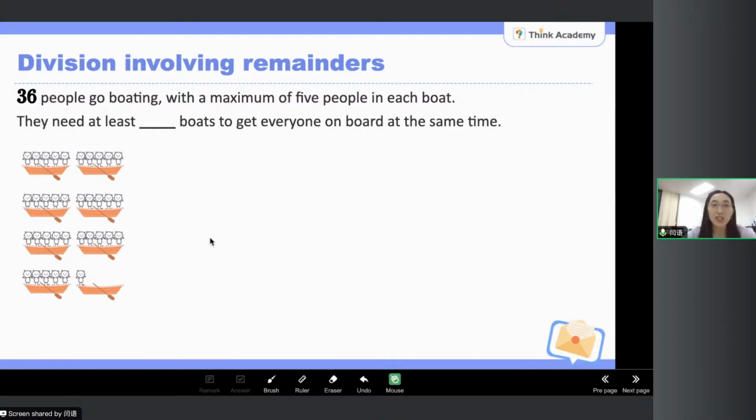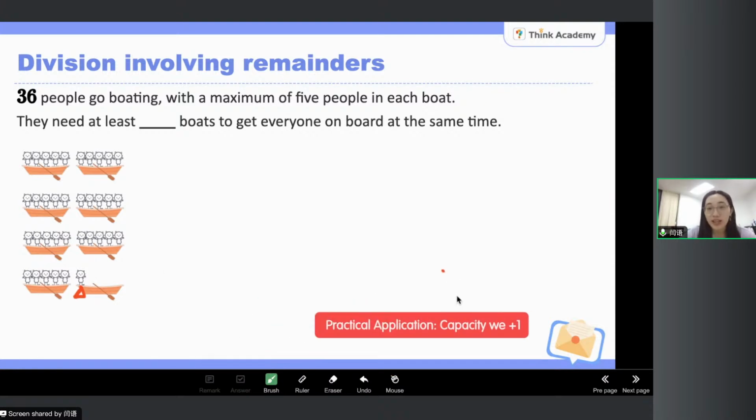So following this, we have 36 divided by 5. Then you will get a remainder. But what happened to the remainder? You must get one vote for the remainder as well. So this is for the second part, when the question is talking about the capacity. So here, what should we do? Yes, we just plus 1, okay? When it comes to the materials, you can just ignore the remainder. But this is for capacity, so don't forget the last person, okay?